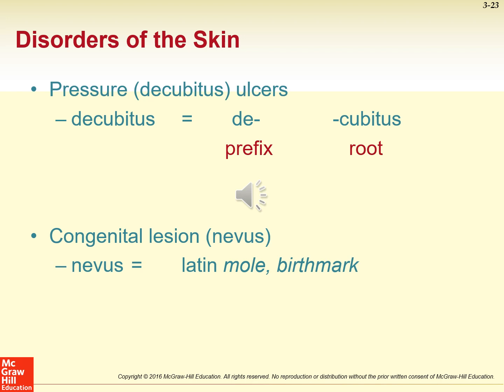Identify the elements in the term decubitus. The prefix is de, which means from. The root is cubitus, which means lying down. Nevus is a congenital lesion of the skin. Have you ever seen any of those?